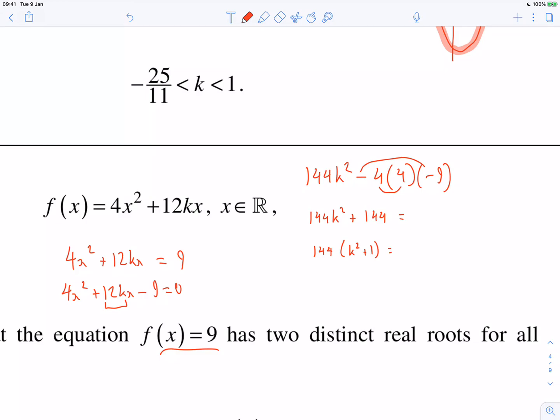Well, if you know anything about numbers, 144 is definitely positive, and k squared plus 1 is also positive as well, because if I square a number, the lowest it can be is 0. So the smallest this thing can be is 1. And clearly any number that's 1 or bigger is positive. So a positive times a positive is a positive. Therefore, we've just shown b squared minus 4ac, the discriminant, is positive. Therefore, it has 2 distinct roots for all real k values. The only way it wouldn't is if k was a complex number.